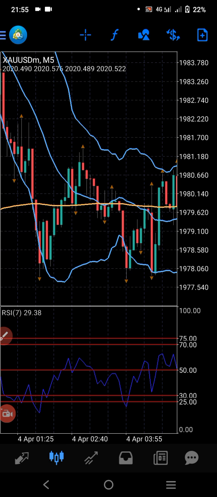Right now I want to show you how to use the Bollinger Bands and the RSI to trade. Majorly, these are the two indicators. The yellow line you're seeing across the chart is just the 200 EMA line, the exponential moving average. That one is just to know the trend of the market, whether it's trending up or down. As it is now, the market is balanced, at equilibrium, and trying to trend up.